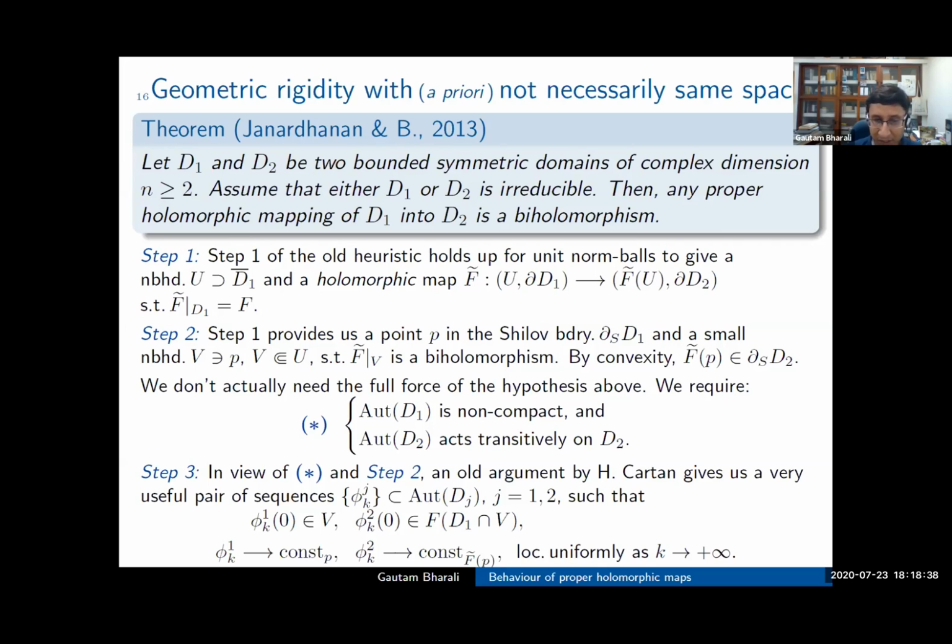And what they do is that there is such a sequence such that phi1 superscript k maps the origin into this open set V. Remember, this V is really, really small and somewhere way out near the boundary, but I can map 0 into this V. And I can find a sequence of automorphisms of D2 such that I can map 0 into F of D1 intersect B. And I can find sequences such that the sequence of phi upper 1s converges to a constant map, and the sequence of phi upper 2s converges to a constant map as well. Okay.